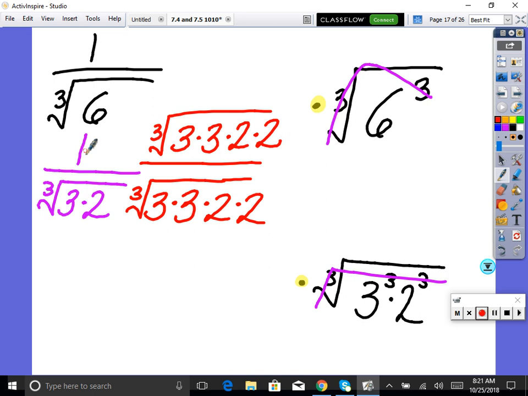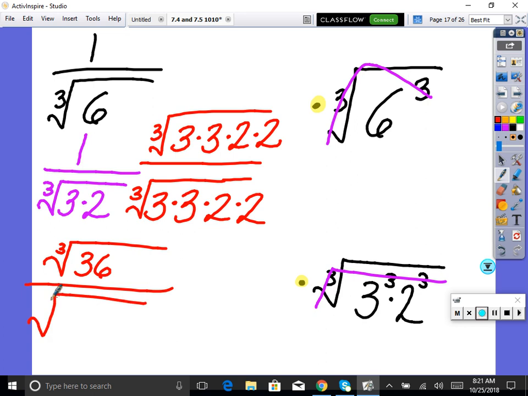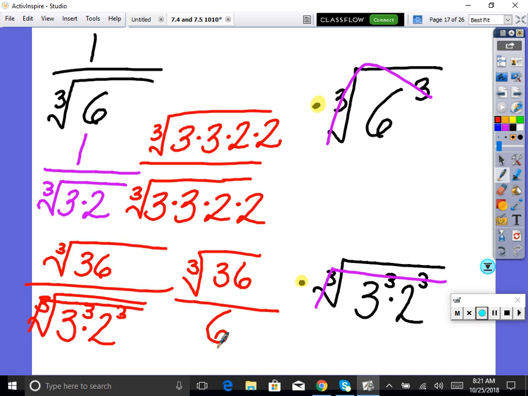So now on top, I have 1 times that, which is the cube root of 9 times 4, so the cube root of 36, which we already know does not simplify, because look, here it was broken down and there are no groups of 3. Now on the bottom, don't I have the cube root of 3 3's, so 3 cubed, and 3 2's, so 2 cubed, right? So now the root cancels out with our powers, leaving me with just a 6 on the bottom. So we have the cube root of 36 all over 3 times 2, which is 6.